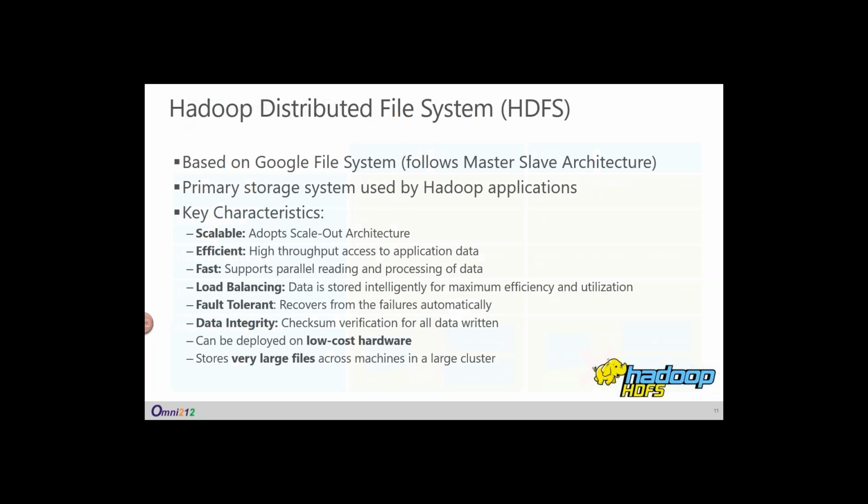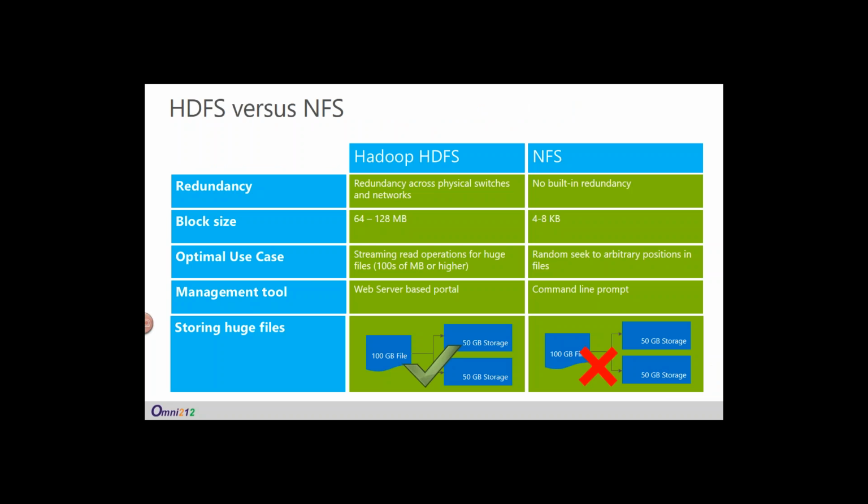Here is a quick comparison between Hadoop HDFS and traditional NFS-based file systems. First of all, redundancy. Hadoop HDFS provides redundancy across physical switches and networks, which helps ensure that data is always available. While in NFS, no built-in redundancy is available, and some additional redundancy mechanism is required externally. Block size. Hadoop HDFS deals with large blocks, around 64 to 128 megabits in size, whereas in NFS, we only have 4 to 8 kilobytes of block size.